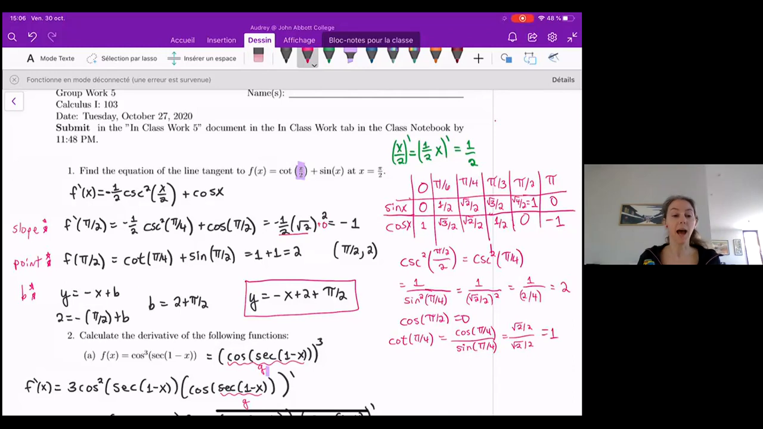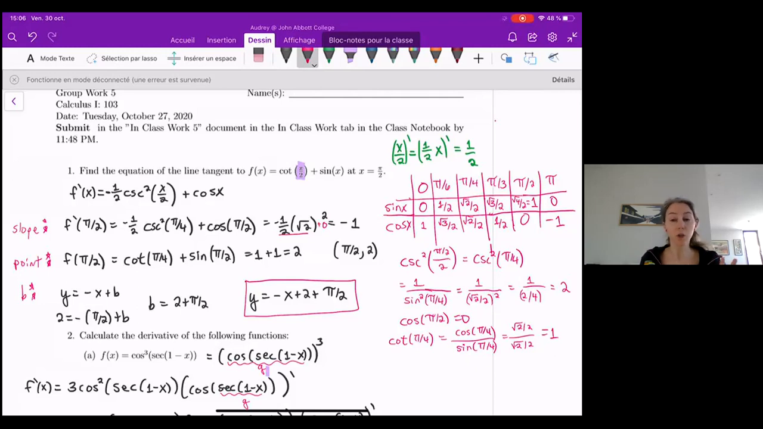So that gives me that my slope is -1, my point in question is pi over 2. I plug those into my line here to get 2 is equal to negative pi over 2 plus b. So b is just 2 plus pi over 2, and that gives me my tangent line.